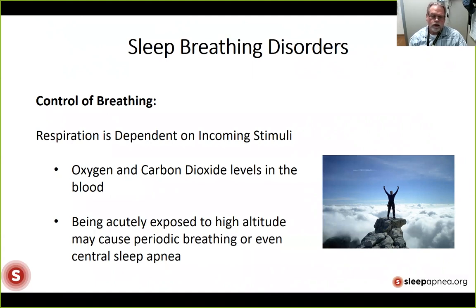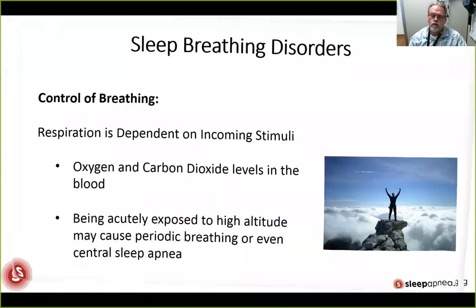And then you throw in, like you see in the picture there, the guy standing on top of the mountain. Some of you may very well be on top of the mountain at this point. But being acutely exposed to high altitude may cause periodic breathing and sometimes even can cause central sleep apneas.